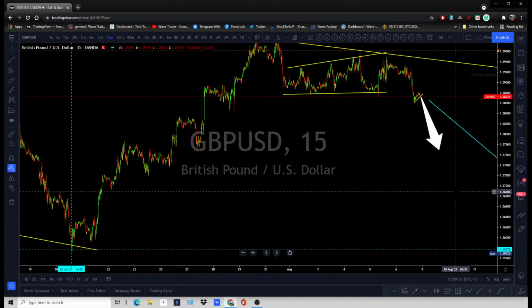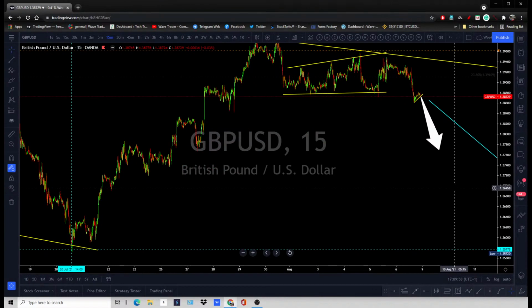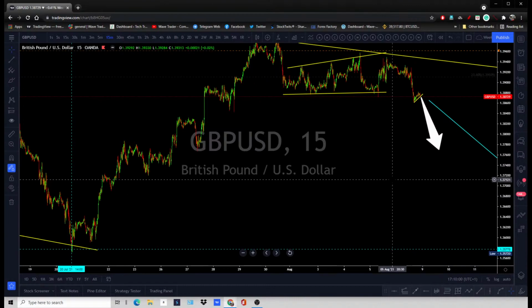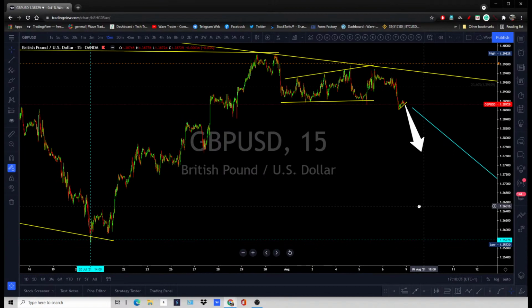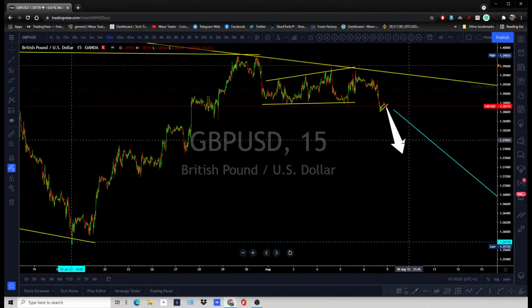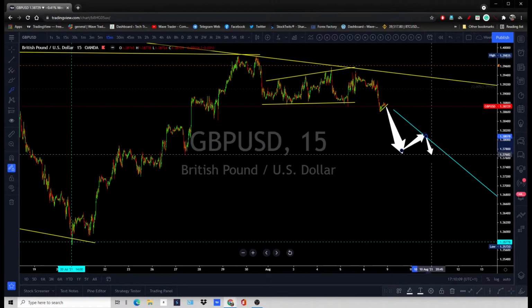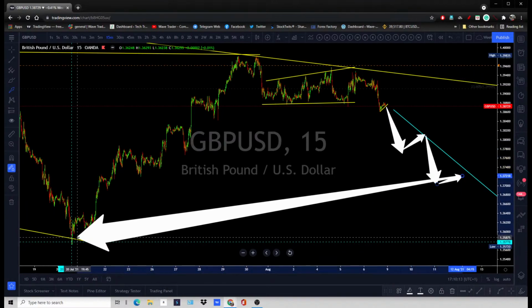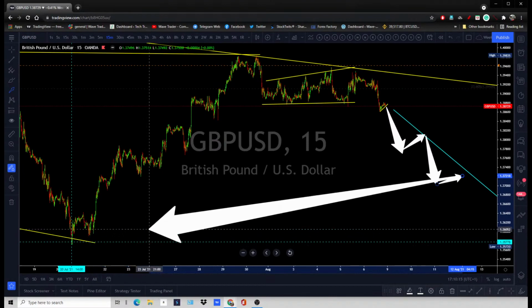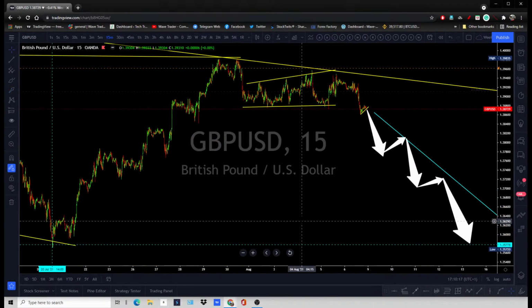Once you see that the pound is falling aggressively against the dollar, what you can do is wait for a couple more corrections over there and chase those, all the way down to this area, that low, the 20 July low.